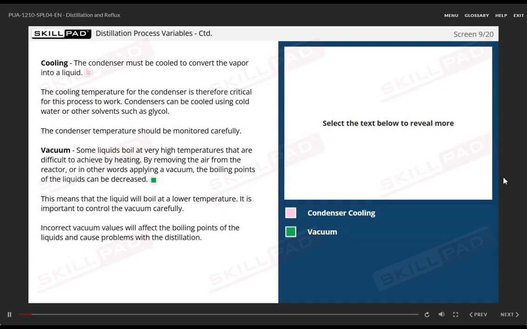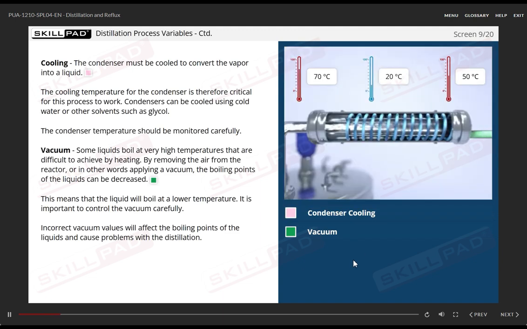Distillation process variables continued. Cooling. The condenser must be cooled to convert the vapor into a liquid. The cooling temperature for the condenser is therefore critical for this process to work. Condensers can be cooled using cold water or other solvents, such as glycol. The condenser temperature should be monitored carefully.